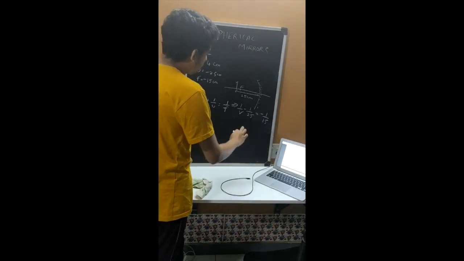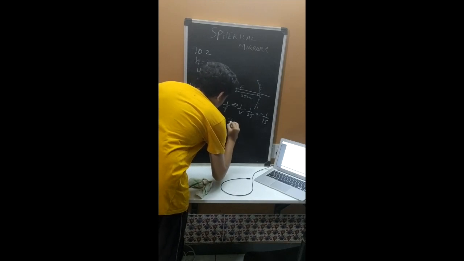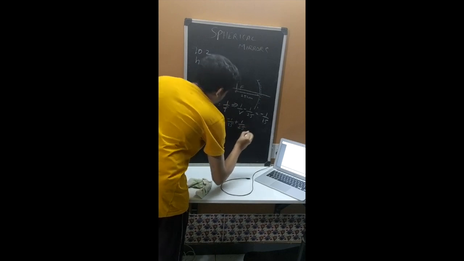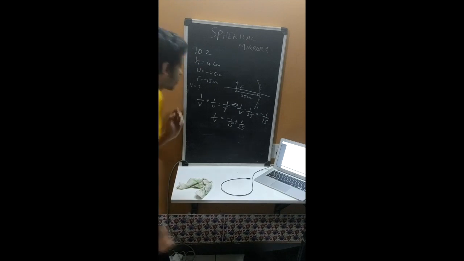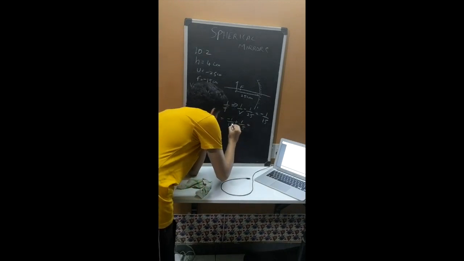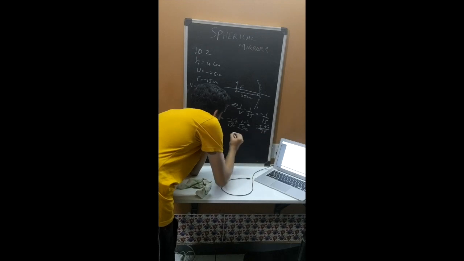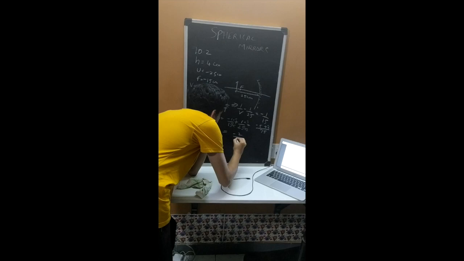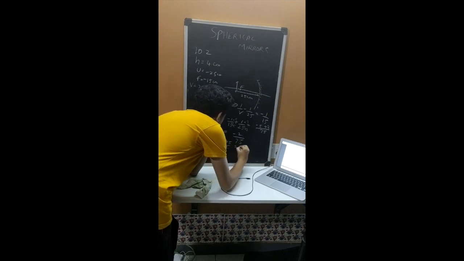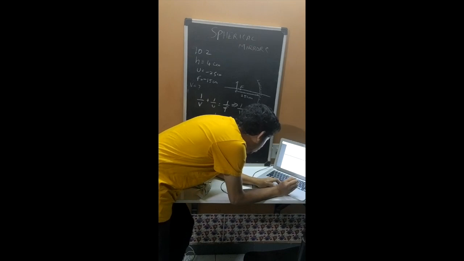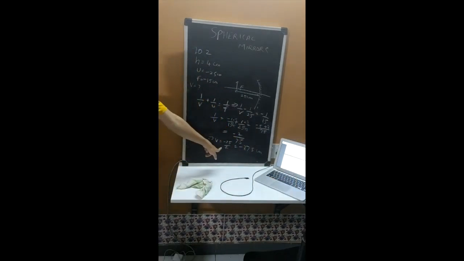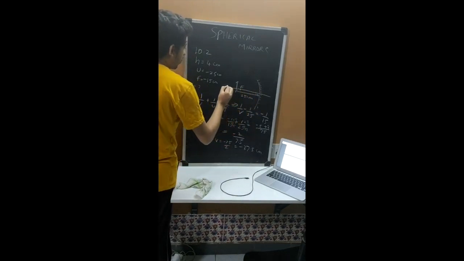Now 1 by v is minus 1 by 15 plus 1 by 25. What is the LCM of these two? I think it is 75. So it is minus 5 plus 3 by 75, equal to minus 2 by 75, which implies v equals minus 75 by 2, equals minus 37.5 centimeter. Minus means it is this side. So it is found behind this.